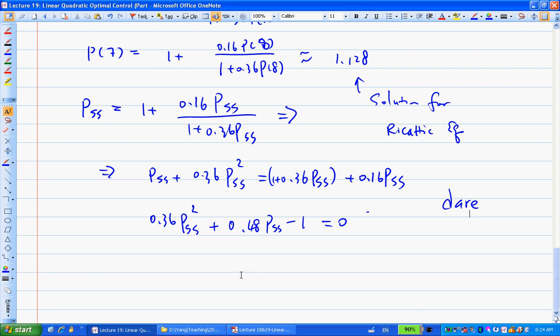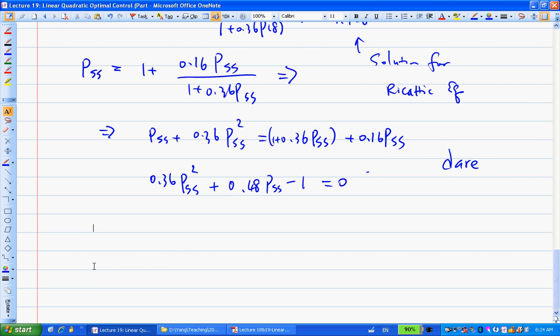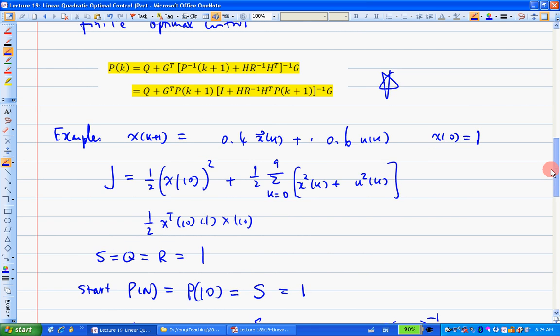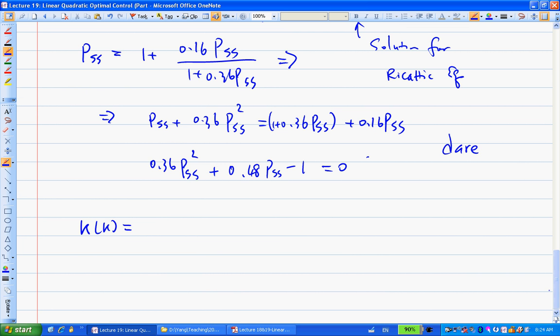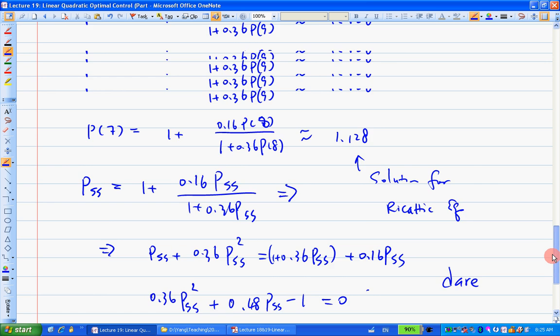So we'll open MATLAB later, and I'll show you how to program this very simply to solve this whole thing. The purpose is not for the PSS. Ultimately it is to get our gain matrix K. According to the gain matrix K, which is this formula here, that's basically R inverse H transpose G T inverse, P of K minus G. Is that right?